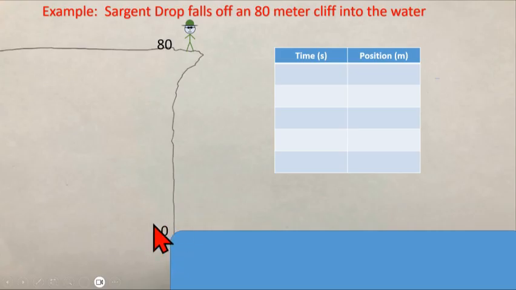We're going to say that the water is 0, that's the reference point, and the top of the cliff is 80 meters above the reference point. So that's his starting position. So let's see what happens.